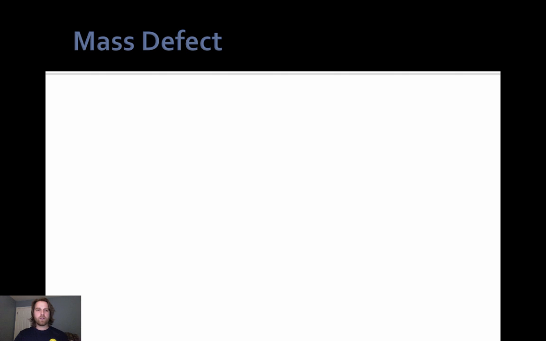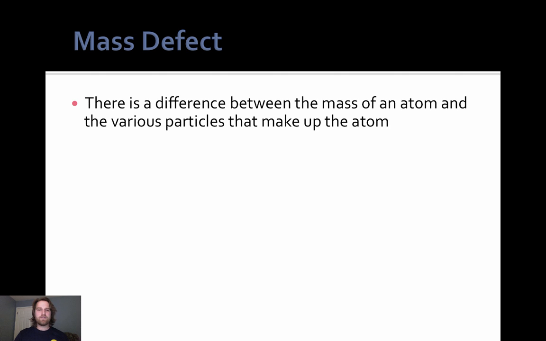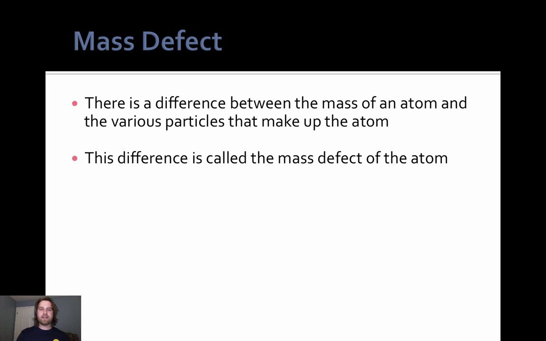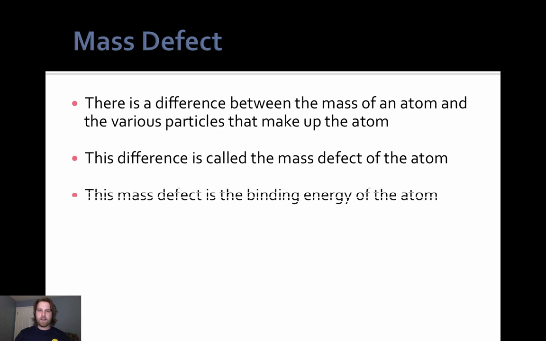So this brings us to the concept we're going to talk about, which is called mass defect. When you have an atom and all the parts that make up an atom, we know protons, neutrons, electrons, if we added all of the parts of an atom together and then actually massed out the whole atom, there is a difference. The difference between the mass of an atom and the various particles that make up an atom is what we call the mass defect. Okay? And that mass defect is actually the binding energy of the atom. So the defect that we find is actually the energy, or the glue, that is holding all of those particles together.